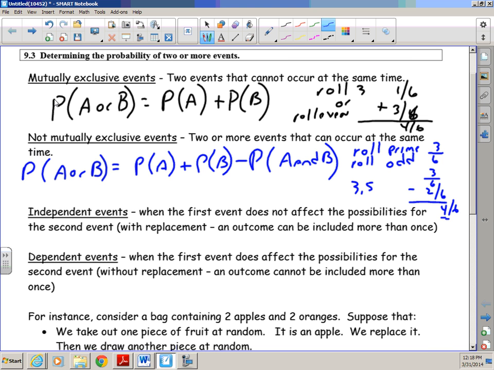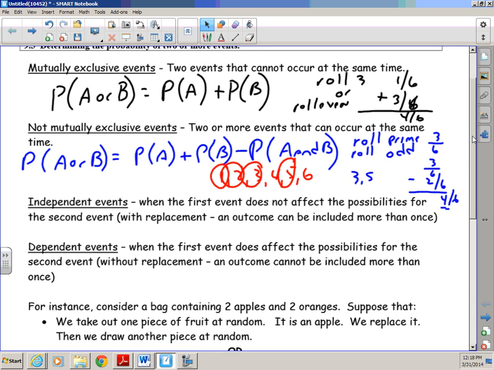Now, quite honestly, do you have to do it in this fashion? No. You can list out what the possible events are. All right, so if I'm rolling a six-sided die, so I have these numbers, and I want the probability I'm going to roll a prime or an odd, then I know it's 1, 2, 3, and 5, and stop there. But we just want you to understand how that works.